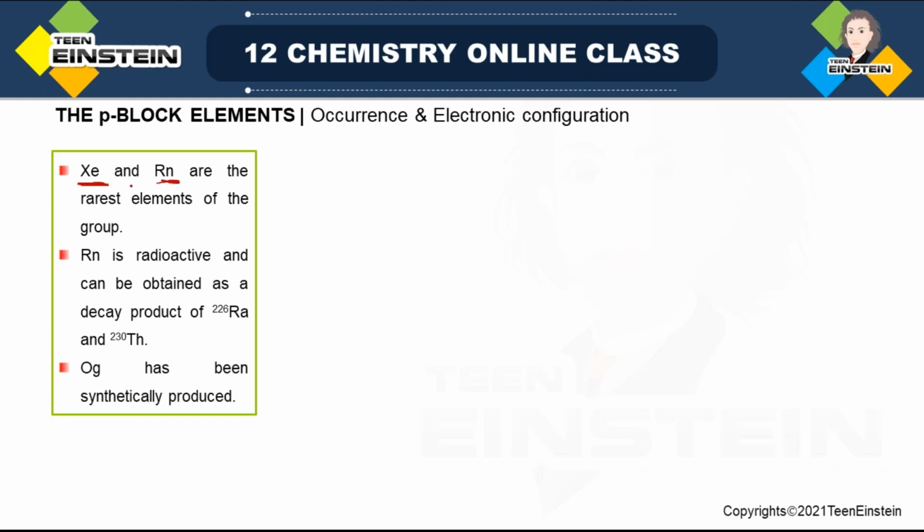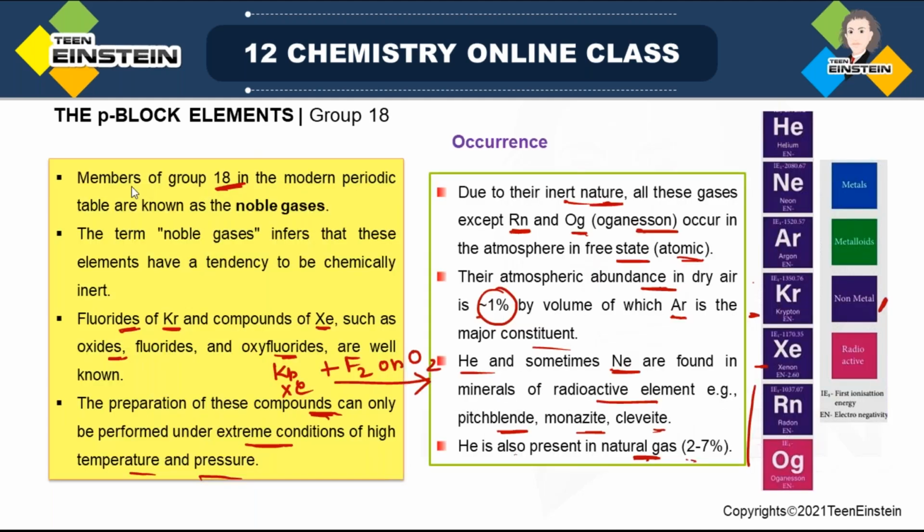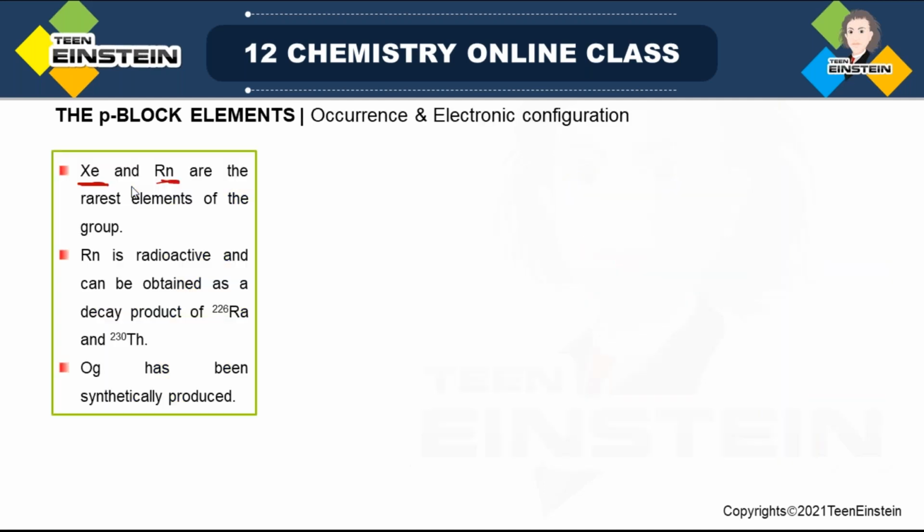Xenon and Rn, they are rarest elements of the group. So see, in the group you have helium, neon, argon, krypton, xenon. Now the last two, except Og, are the rarest. Okay. Now Rn is radioactive, and it can be obtained as decay product of 226 Ra and 230 thorium. So this is radioactive. So whenever we will do the discussion of the elements in this particular group, you will hardly see compounds of Rn. Most of the discussion will be up to xenon. Okay.